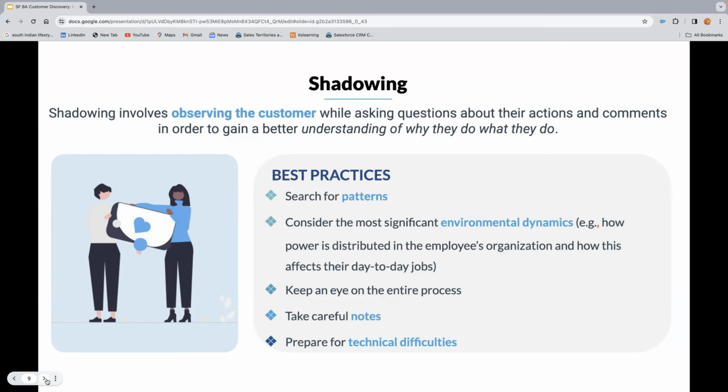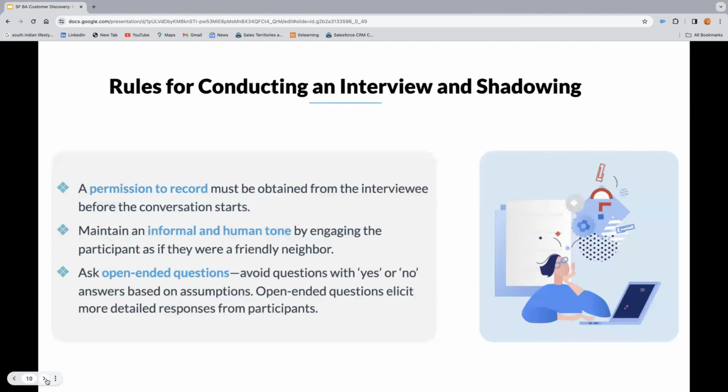Best practice: search for patterns. Consider the most significant environmental dynamics, for example, how power is distributed in the employee's organization and how this affects their day-to-day jobs. Keep an eye on the entire process. Take careful notes. Prepare for technical difficulties.